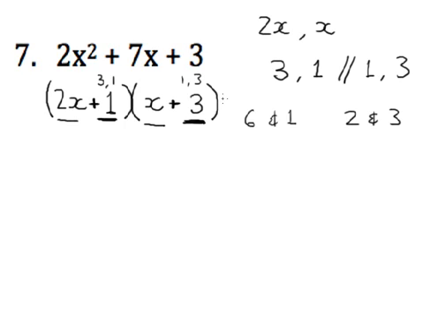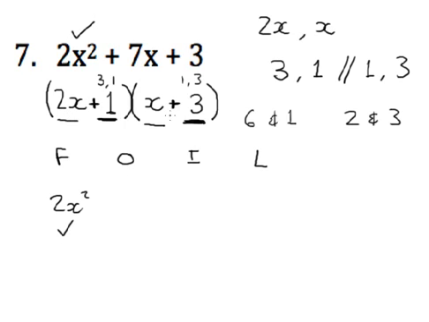Now I've done a little bit of detective work. We've made some good guesses, we think, but we still have to check our answer. So FOIL it out to check the answer. It's no good just guessing and hoping for the best. We've got to multiply out to check. 2x times x for our first term is 2x squared. That's pretty good. That checks out.